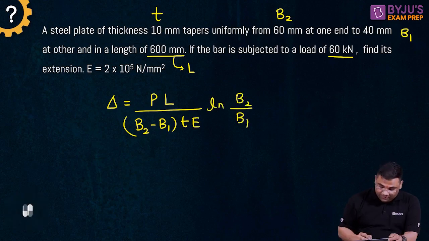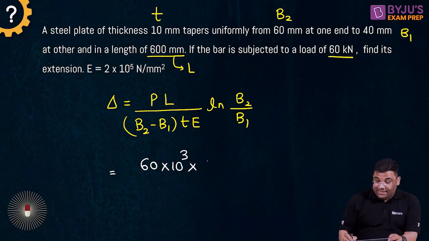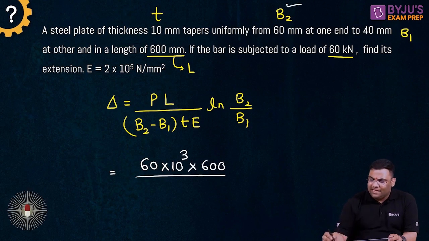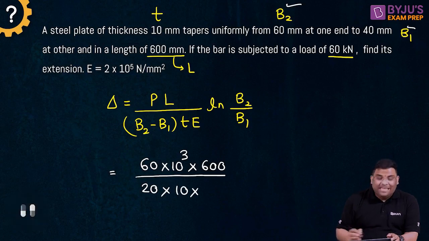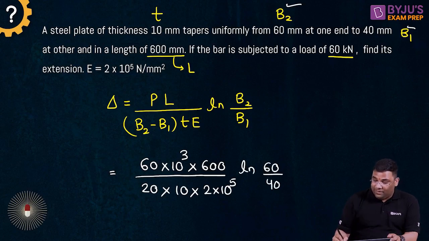Just put the values. P is 60 into 10 to the power 3. Length is 600. B2 minus B1: B2 is 60, B1 is 40, so B2 minus B1 is 20. Thickness is 10 mm. E is 2 into 10 to the power 5. And this is ln of B2 by B1, which means 60 by 40, which is 6 by 4, 3 by 2, ln 1.5.